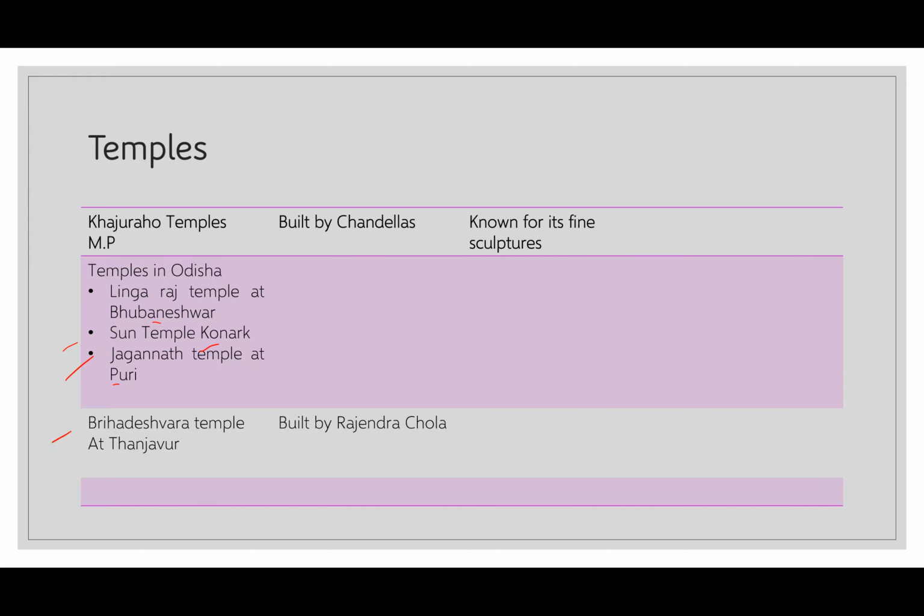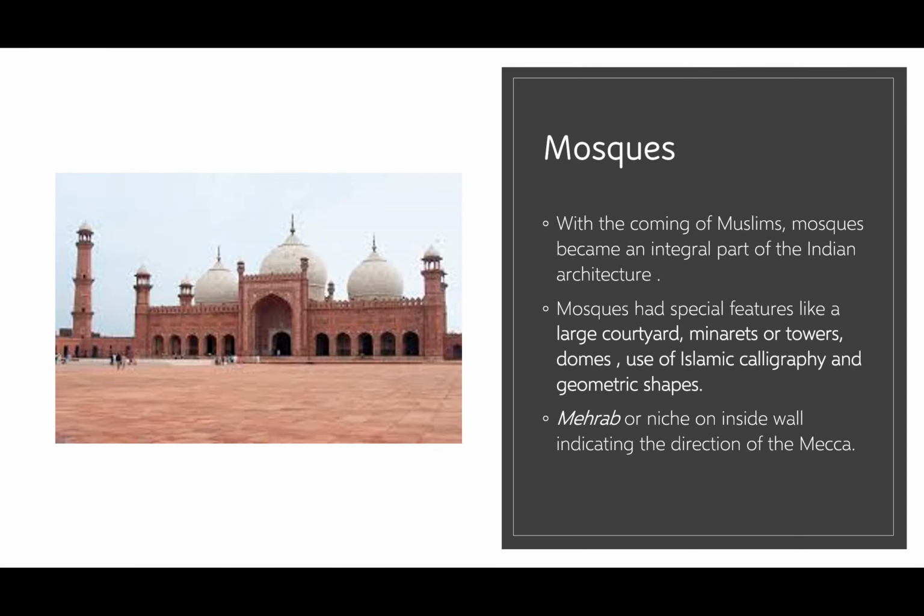Then there's also another one, Brihadeshwar temple at Thanjore. Now this was built by Rajendra Chol, and this was one of the most important architecture during the Chol Empire. Right, so this is important. This is now very easy to learn. Khajuraho temples built by the Chandelas in Madhya Pradesh, Lingaraj temple at Bhubaneswar, Sun temple at Konark, Jagannath temple at Puri, Brihadeshwar temple at Tanjore built by Rajendra Chol.